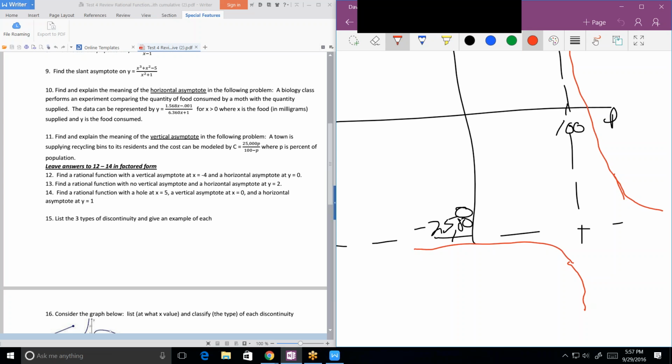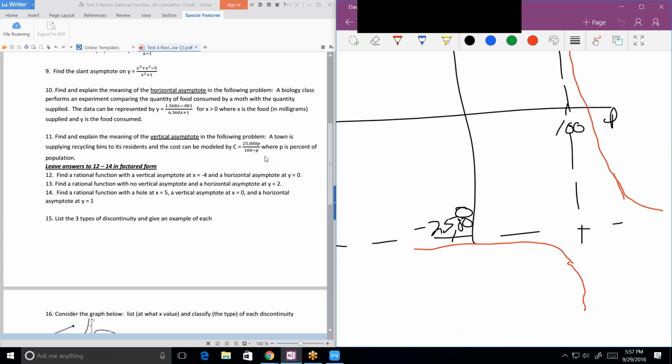Why? I guess we could figure it out. In other words, you can't supply recycling bins to 100% of the population. The cost would be enormous. Notice what happens from my graph as we approach the vertical asymptote. Cost goes to positive infinity as we approach it from the right. So the cost becomes infinite if we were to try to supply recycling bins to the entire population, 100% of the population.